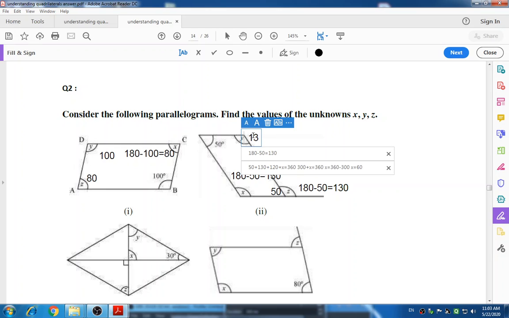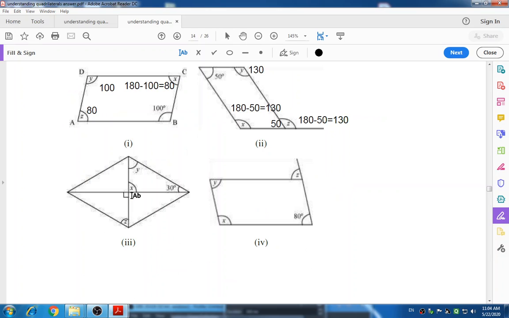Now look at here in figure 3. Here is a parallelogram where diagonals bisect each other. Now look at here. This is 30 degrees. How can we find this X? Now look at here. This X and this angle, that means the measure of this angle is 90 degrees. And we know that the opposite angles are equal in measure.